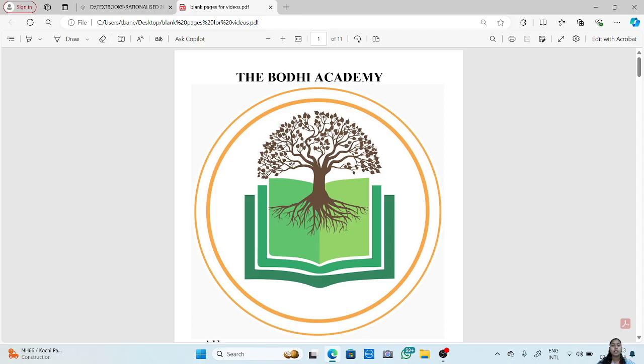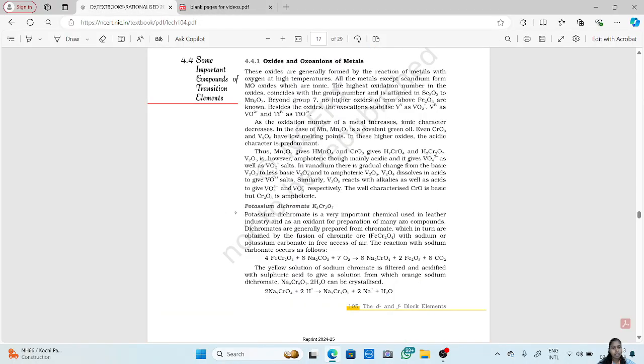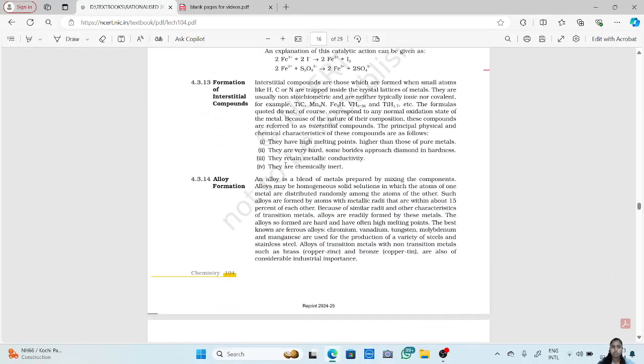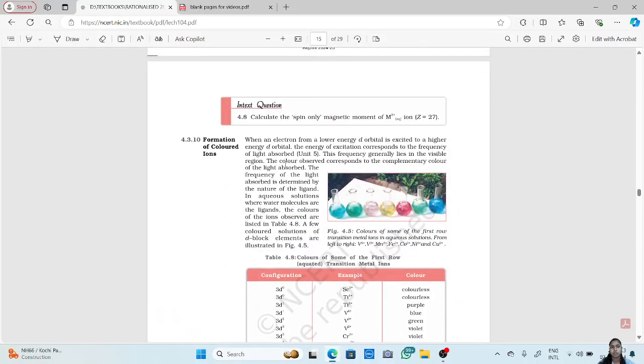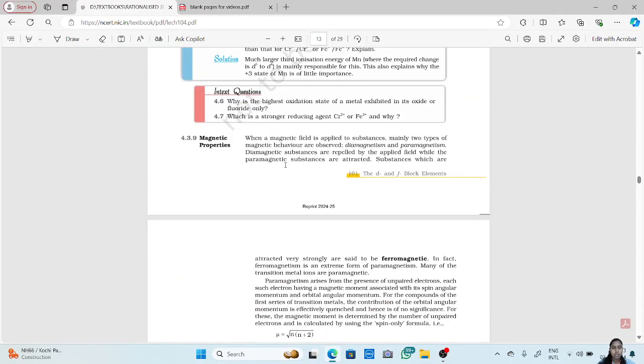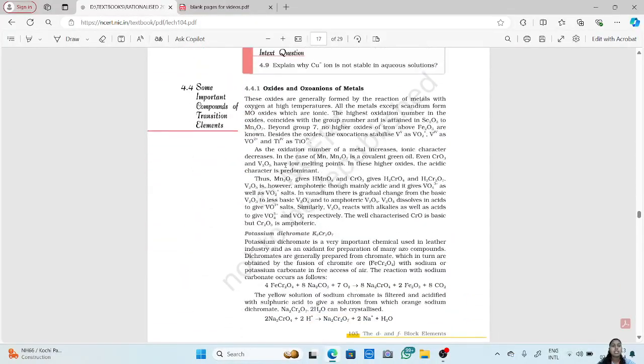So today we'll continue with the chapter on the d and f block elements. In our last video, we saw the catalytic properties, formation of interstitial compounds, alloy formation, formation of colored ions, and even the magnetic properties of the transition metals. Now today we'll see some of the important compounds of the transition elements, and their formations or preparations.